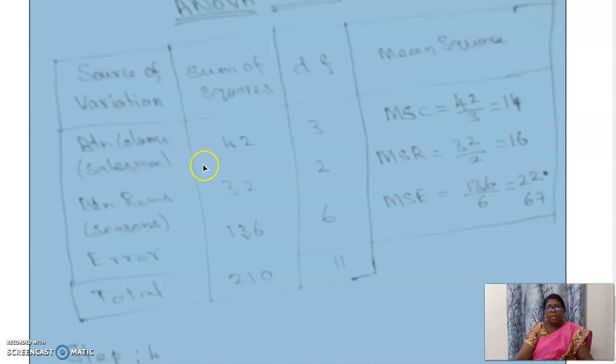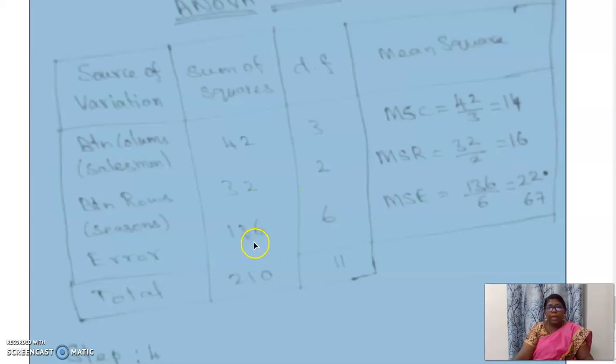Between columns, salesmen, the sum of squares is 42, degrees of freedom is 3, and the mean square value MSC is 42 divided by 3, that is 14. Next, between rows, the sum of squares SSR value is 32, the corresponding degrees of freedom is 2, and MSR is 32 divided by 2, that is 16.